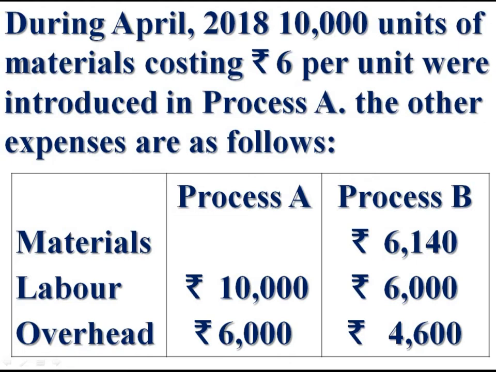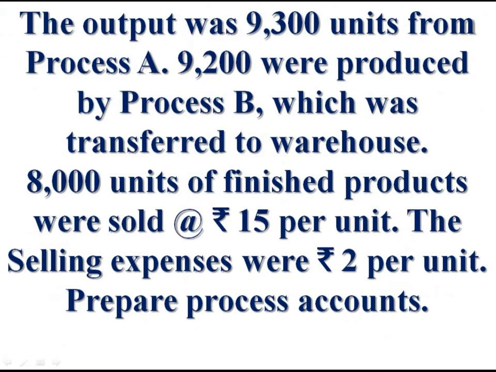The other expenses are as follows. We are given the material cost, labor cost, overhead cost of process A and process B. The output was 9,300 units from process A. 9,200 were produced by process B, which was transferred to warehouse. 8,000 units of finished products were sold at rupees 15 per unit. The selling expenses were rupees 2 per unit. Prepare process accounts. This is the problem.